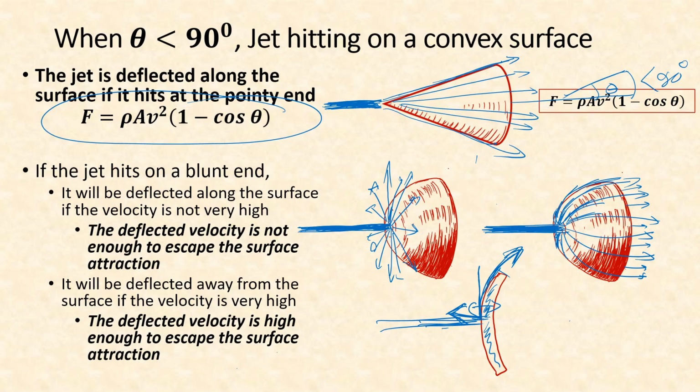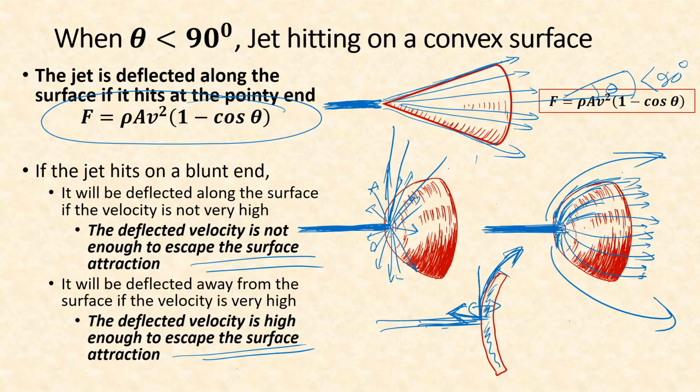So it will be deflected away from the surface if the velocity is very high, because the deflected velocity will be sufficient enough to escape the surface attraction. And if the velocity is not that high, then it will not be able to escape, and it will flow along the surface like this. Otherwise it can move away from the surface.